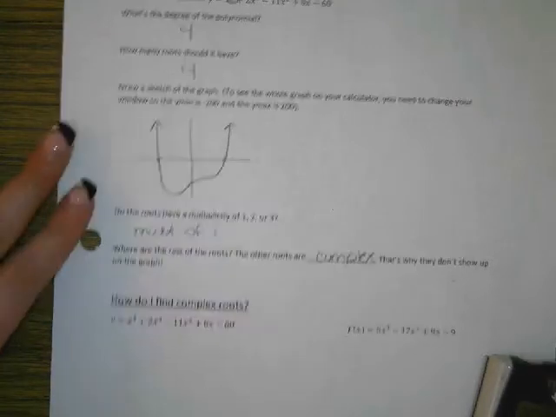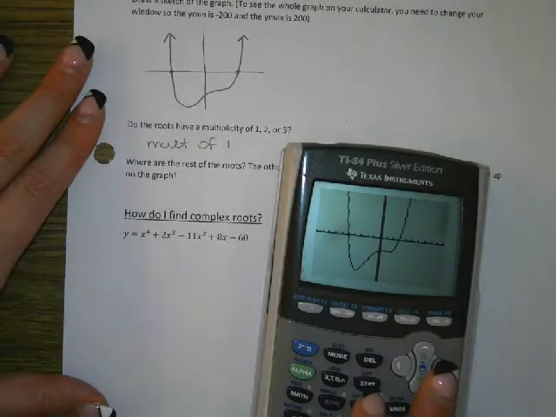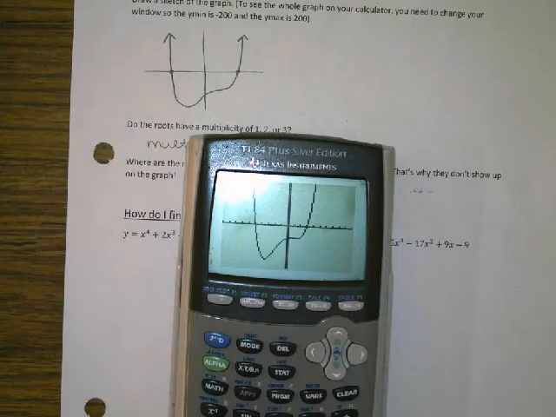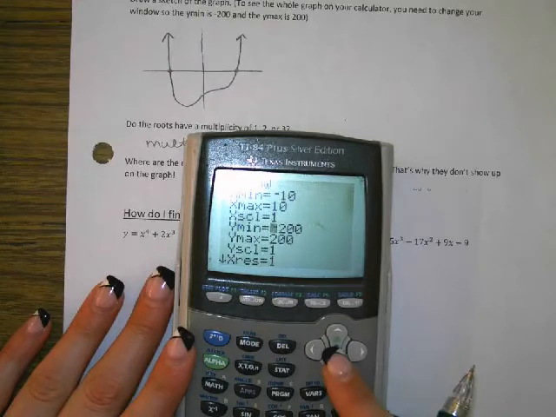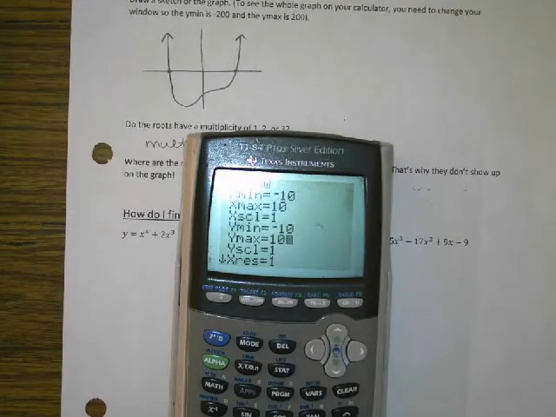All right, so we're going to go ahead and actually do this problem. When you do problems like these, it is not important for you to see the entire graph. All you have to see are the x-intercepts. So go ahead and hit your window button. We're going to take that y-min and the y-max and put it back to -10 and +10 like it normally is. So put the window back to normal.